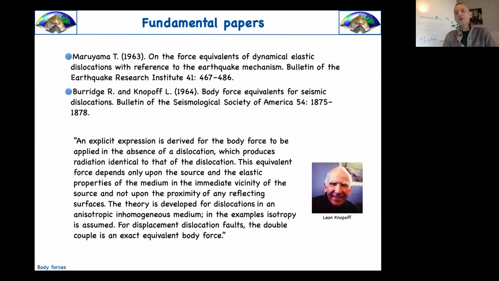Okay, a piece of history here. The first paper solving the debate and the theoretical problem had been published in 1963, but in Japanese. That's the translation of the title, on the force equivalence. One year later, Maruyama and Burridge published a very seminal paper, so seminal that, let me tell you, in many seismology courses it is skipped because it's too complicated. Just the idea, okay, here you have a double couple, let's go on. No, I want us to go together through this beautiful paper.